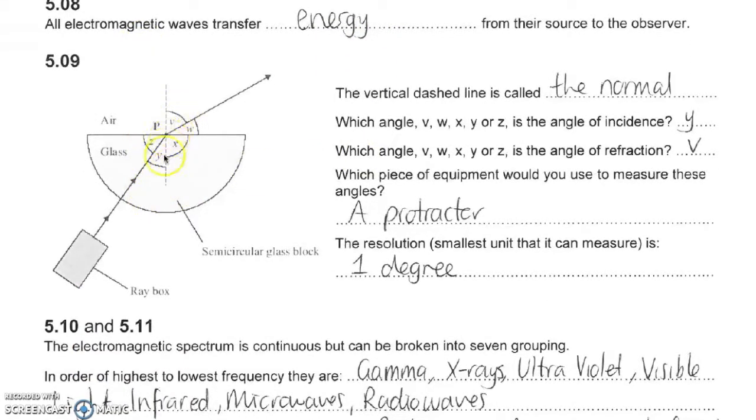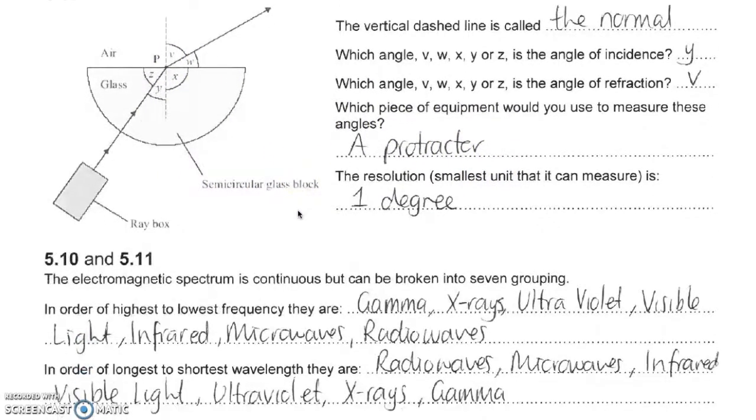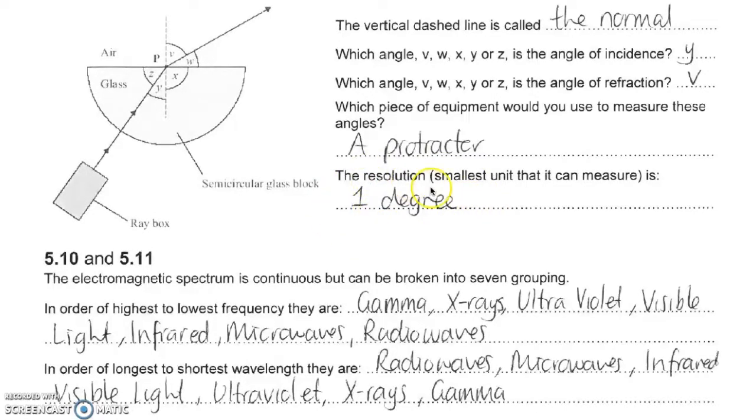Right, we've talked about this, so just remember the angle of incidence is the angle from the incident ray to the normal line, which I've already defined for you. The angle of refraction is the angle between the refracted ray and the normal line. You can use a protractor to measure angles, and your resolution will be the smallest unit of that protractor. Generally, it's going to be 1 degree.